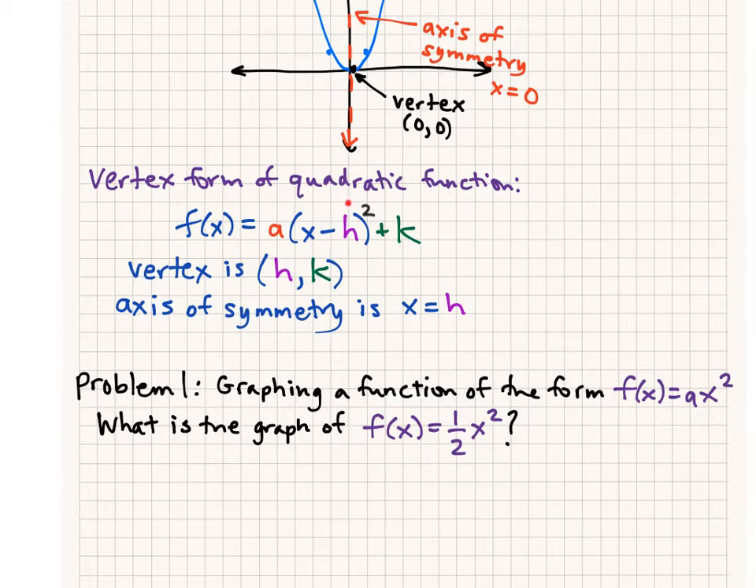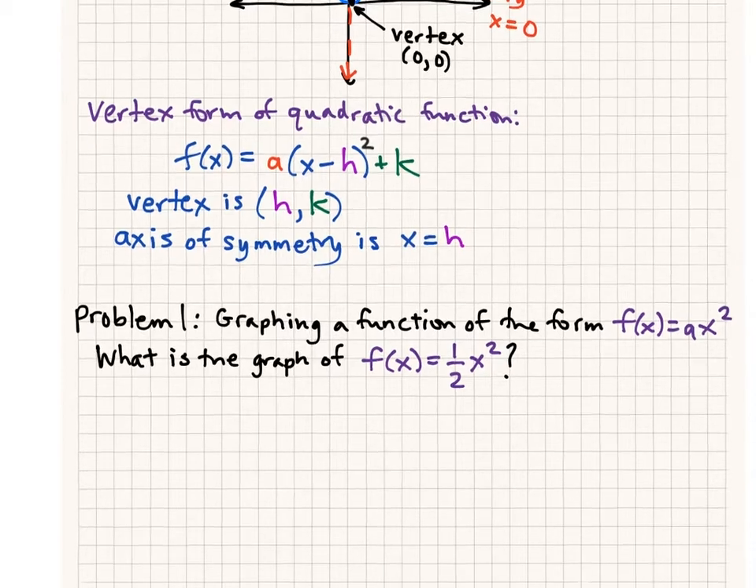So when you have a parabola in this form, the number being subtracted from x is the x coordinate of your vertex, and the number that's being added after the squared is the y coordinate of the vertex. And then the axis of symmetry is always a vertical line, so it's always x equals a number, and that number is the x coordinate of your vertex, so the h. So the axis of symmetry is always x equals h. So once you know the vertex, you know the axis of symmetry.